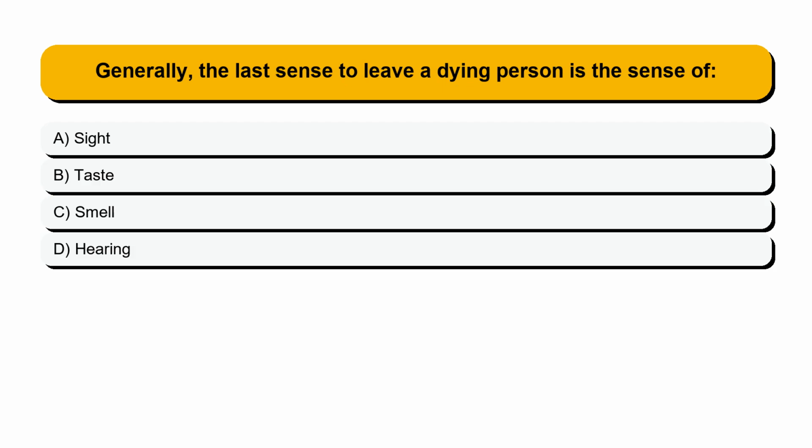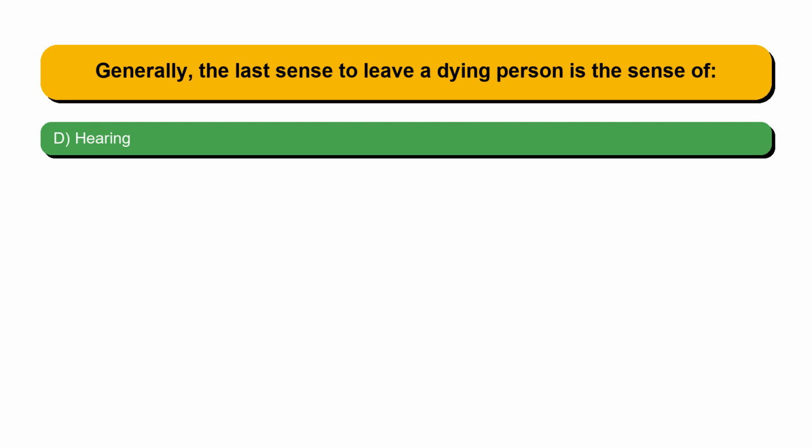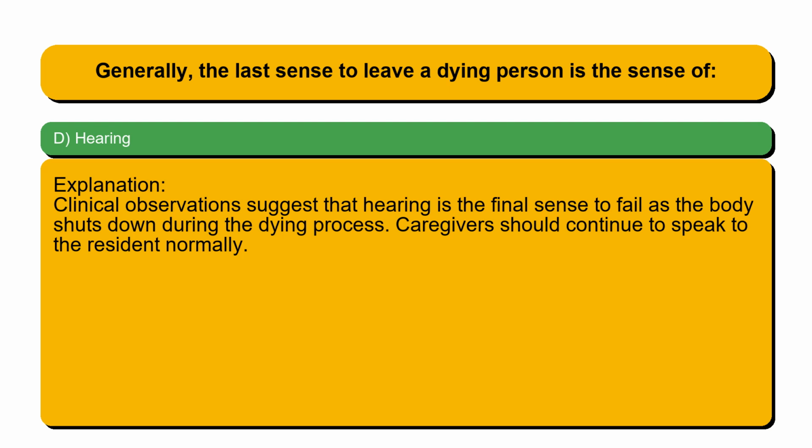Question 93. Generally, the last sense to leave a dying person is the sense of option A, sight, option B, taste, option C, smell, option D, hearing. The correct answer is option D, hearing. Clinical observations suggest that hearing is the final sense to fail as the body shuts down during the dying process. Caregivers should continue to speak to the resident normally.